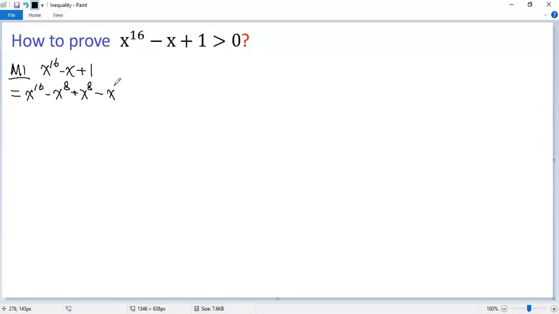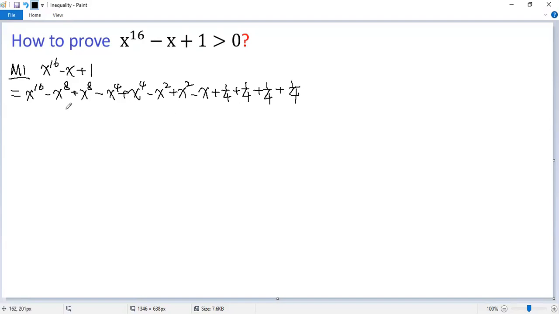Then minus x to the power of 4 plus x to the power of 4. Then minus x squared and then plus x squared. Finally, minus x. But break 1 into 4 quarters. So we get 1 over 4 plus 1 over 4 plus 1 over 4 plus 1 over 4.